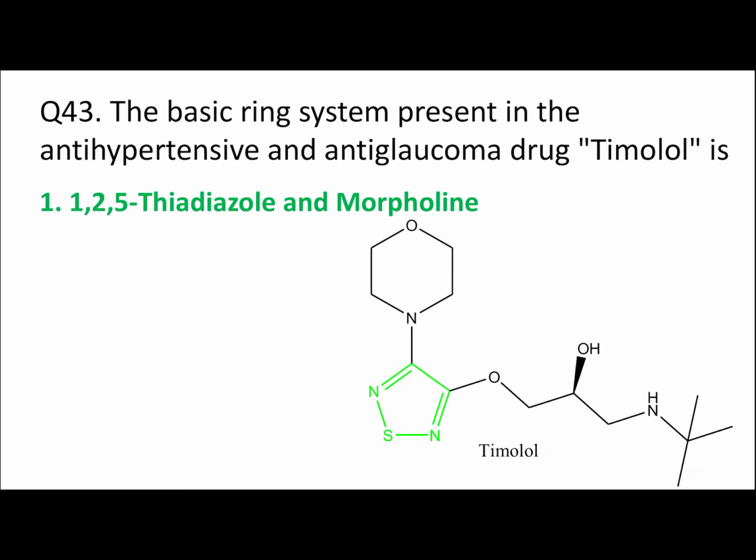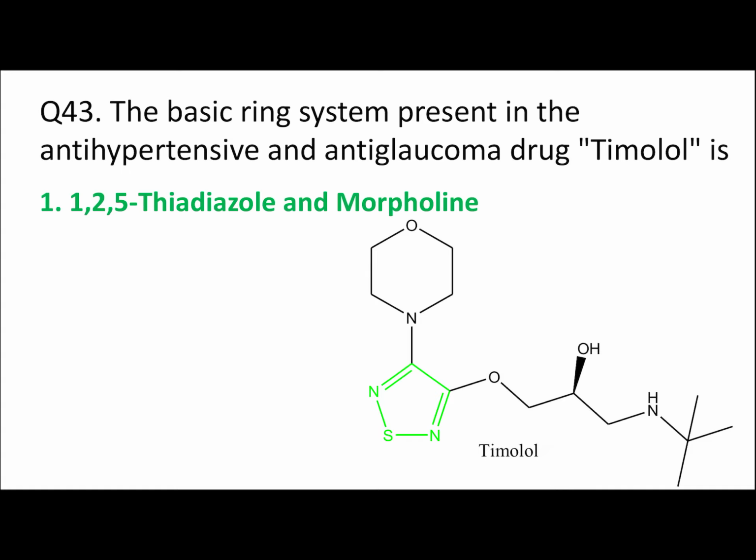Here look at the structure of timolol and count. And from where you have to count the numbering, you have to count from sulfur. Sulfur will be given the first priority, then only nitrogen will be given the second priority. You can count from either of the nitrogens, right side or left side. You count, it will be 1, 2, 5 only. 1, 2, 3, 4, 5, if you count from any side.